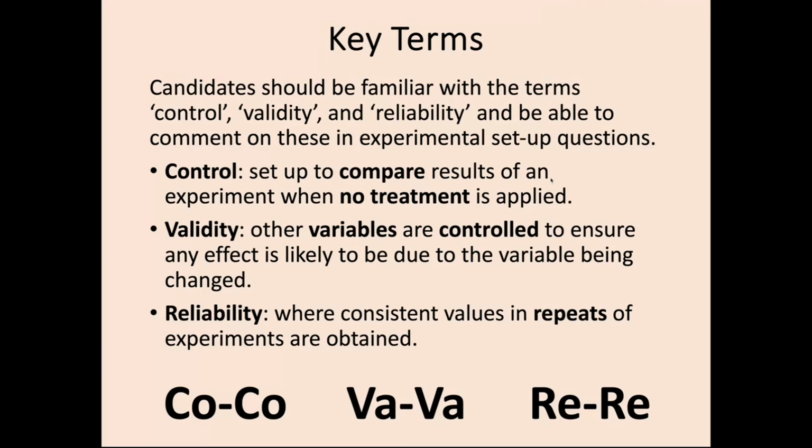VaVa, validity, variables. So when a question is asking you about the validity of an experiment, it's referring to the variables within it. Have the variables been controlled? Is there only one variable being altered during the experiment, etc.? ReRe is reliability, repeat. And again, if you're asked about how you would improve the reliability of an experiment, generally speaking, you're saying something like, we are repeating the experiment, or being more specific, we are repeating the experiment at all concentrations, or whatever it happens to be, whatever the specific question is.